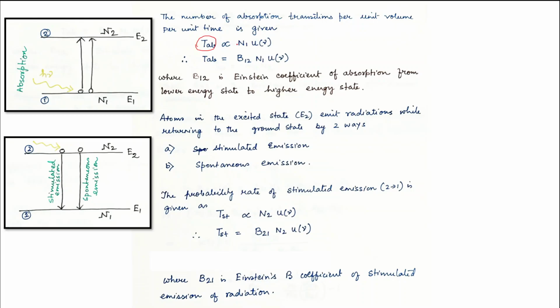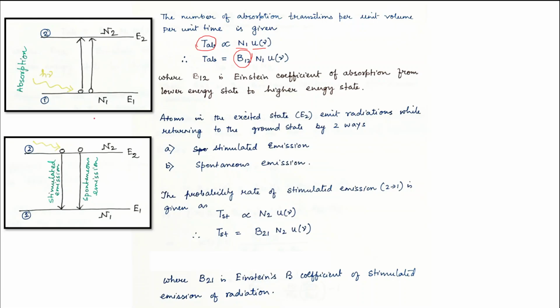T_AB. Now, it is dependent on the number of atoms present in the E1 state, and since this is induced absorption or stimulated absorption, it is dependent on the energy density. So this T_AB is equal to B12 N1 into U nu. What is B12? B12 is the Einstein coefficient of absorption from the lower energy state to the higher energy state. So this B12 is the proportionality constant.